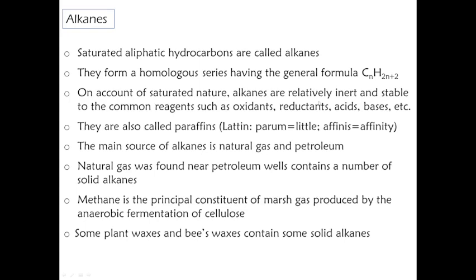The main source of alkanes is natural gas and petroleum. Natural gas found near petroleum wells contains a number of gaseous alkanes. Methane is the principal constituent of marsh gas, produced by the anaerobic fermentation of cellulose. So marsh places, as you know, for example, you might have heard about some people dying when they enter wells for cleaning, because that kind of wells were not actually cleaned for a long time, so they definitely contain methane and carbon monoxide gas.